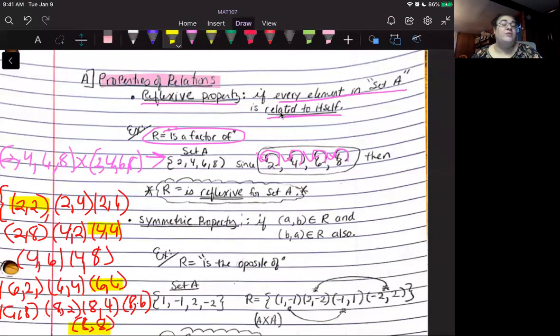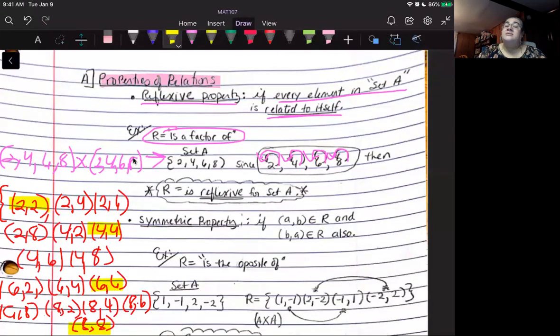Now, to be sure that the relation is reflexive, the relation says that it has to be a factor of. Well, if we look at these, is 2 a factor of 2? Yes, it is. Is 4 a factor of 4? Yes, it is. Is 6 a factor of 6? Yes, it is. Is 8 a factor of 8? Yes, it is. So those pairs that we found when we took the cross product of set A with itself exist, and fulfill the parameters of the relationship that we said, is a factor of.